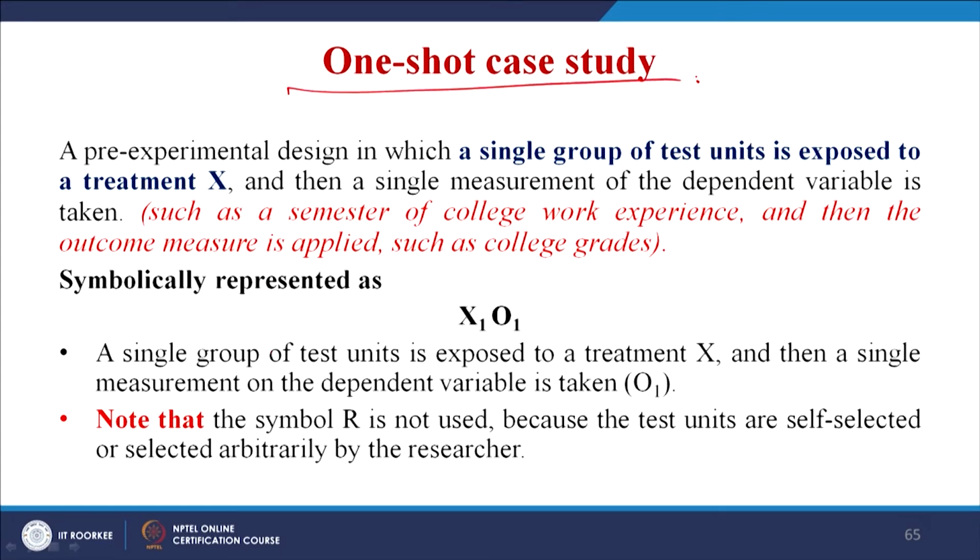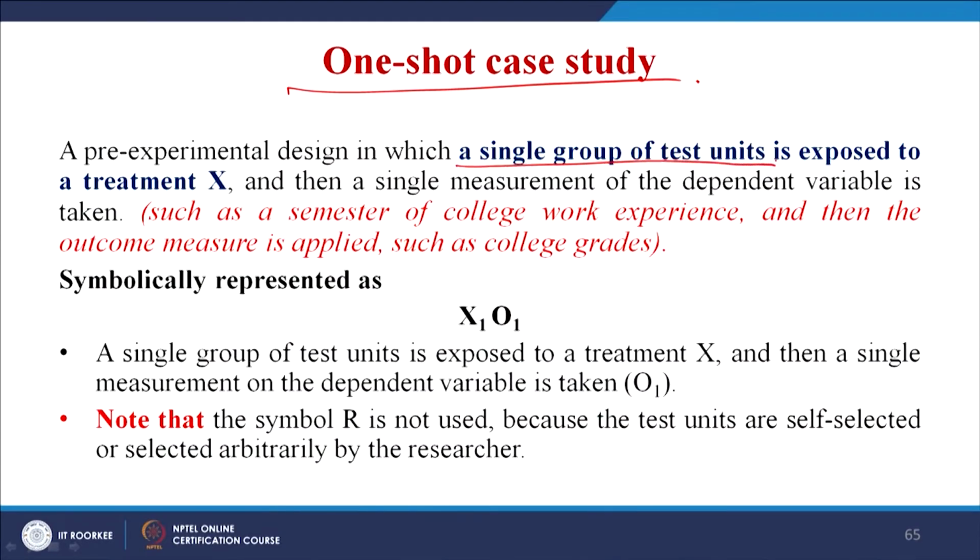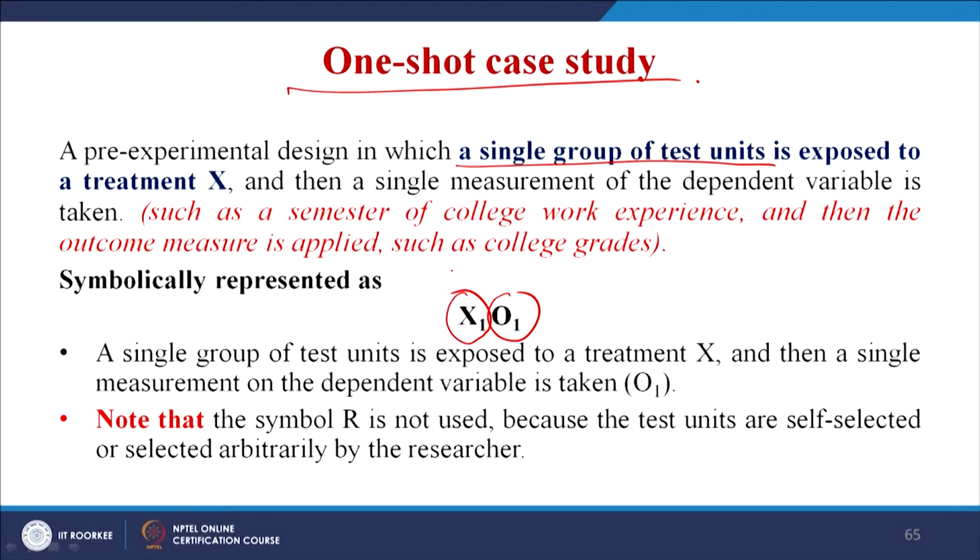The one shot case study is the first kind of pre-experimental design, in which a single group of test units is exposed to a treatment X and then a single measurement of the dependent variable is taken, such as a semester of college work experience, and then the outcome measure is applied, such as college grades. So, how much time you spent in college or in a classroom and then your grade, for example. A single group of test units is exposed to a treatment X, and then a measurement of the dependent variable is taken as O1. You exposed them to some kind of method, and after exposing them you observed the impact.